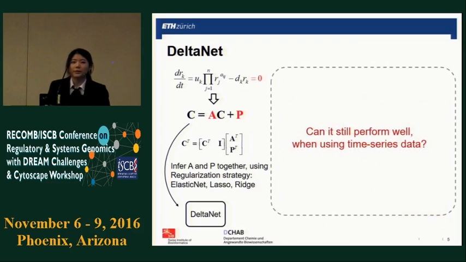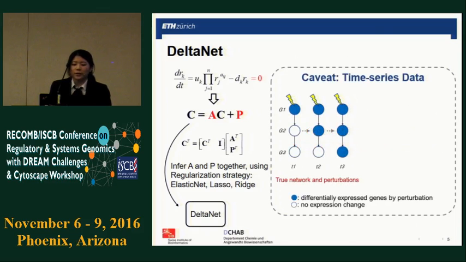However, the existing methods that are mentioned are designed for analyzing steady-state samples, and a problem arises when using time series expression data with such methods. To illustrate this, I'd like to show an example. Here is a simple network consisting of three genes, and let's imagine the case that gene one is constantly perturbed over time. Then the expression of gene two and gene three will be altered sequentially.